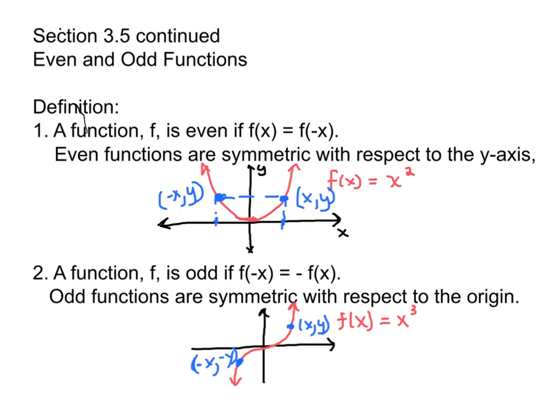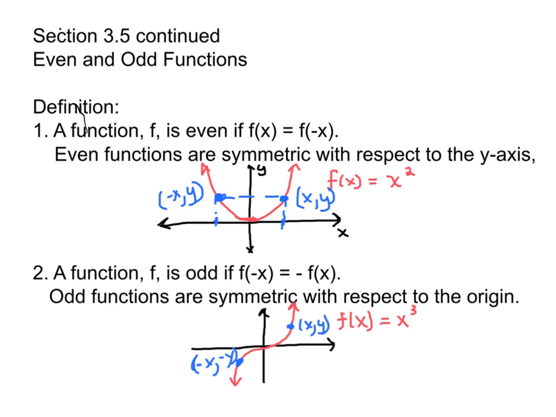Whereas for a function that is odd, f of negative x is going to be equal to negative f of x. Odd functions are symmetric with respect to the origin. Notice if we choose the point x comma y in the first quadrant, the point directly across from it will be negative x comma negative y.